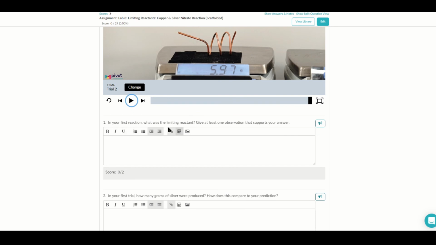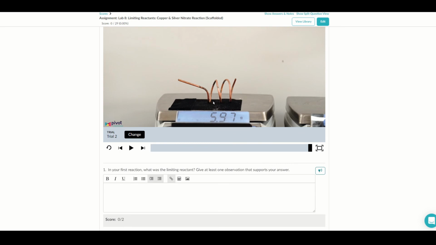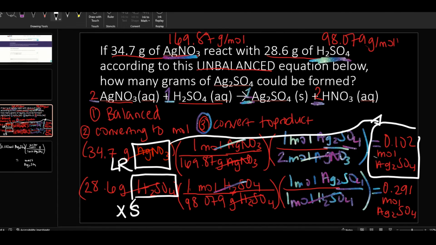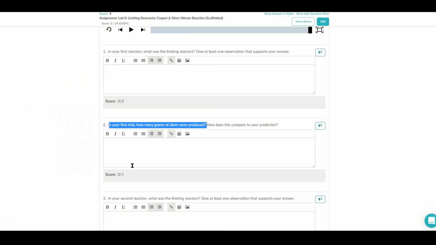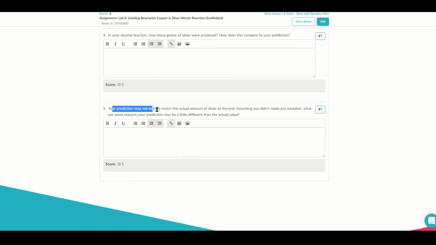So you have to determine, again, what's your limiting reactant. Now, notice right here, how many grams of silver were produced? How many were actually produced? So that's where your measurement of mass comes in, right? How does this compare to your prediction? That's when you go back to your calculation and you compare it to however much you calculated. So that's where the idea, or the fact, comes in that your prediction may not exactly match the actual amount of silver at the end. What are some reasons that you think this may have happened?